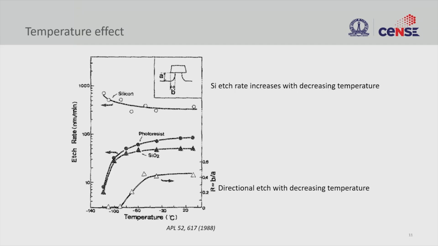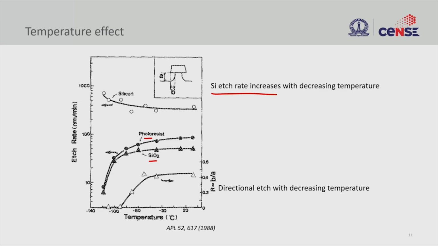So it is not just the chemistry and the ions that are dictating the etch. It's also the surface temperature. The surface temperature of the wafer also determines the etch rate and directionality. In this experiment, what was observed is that when you reduce the temperature, the silicon etch rate increases, while silicon dioxide and photoresist etch rate goes down. So one can use this as a way to improve selectivity between photoresist and the material that you are etching, or also increase your etch rate at lower temperatures.